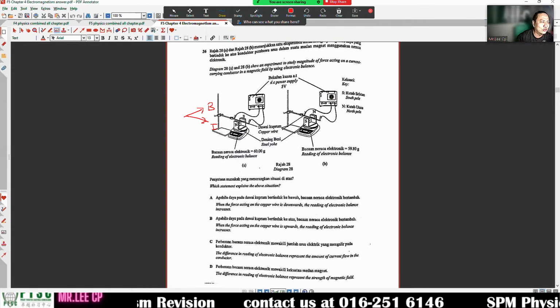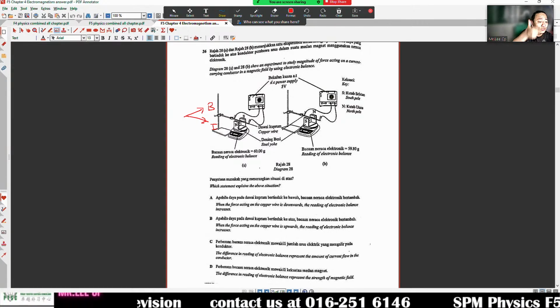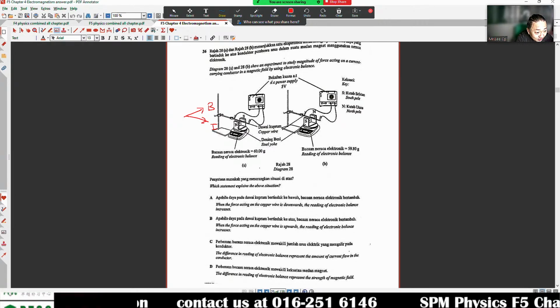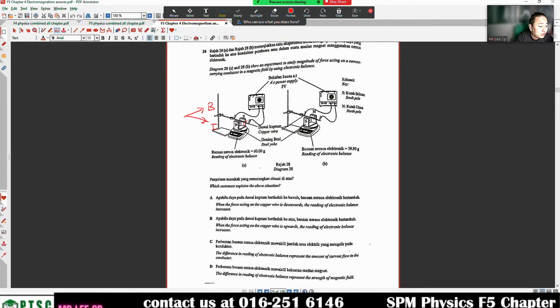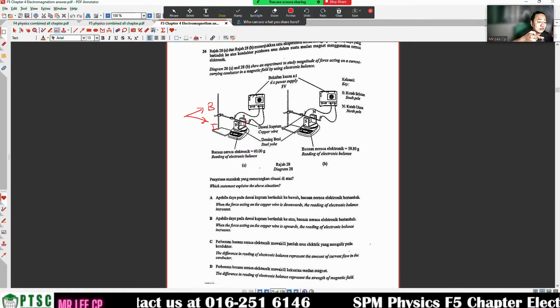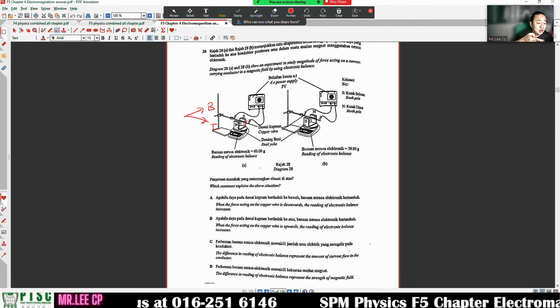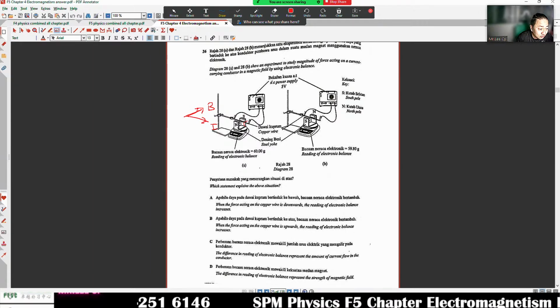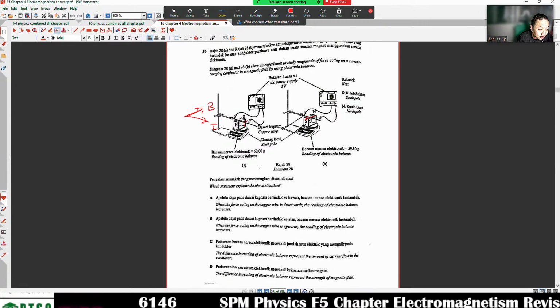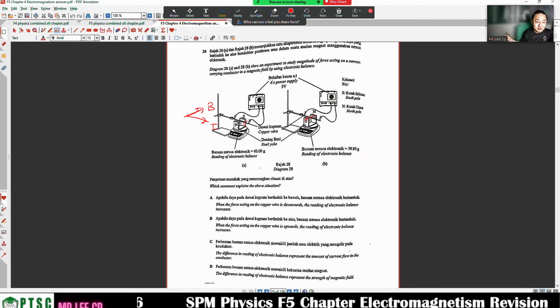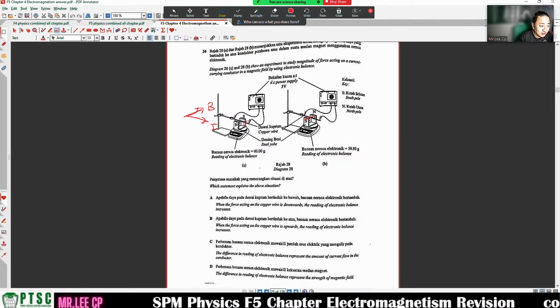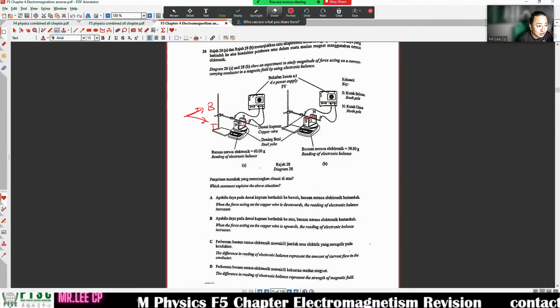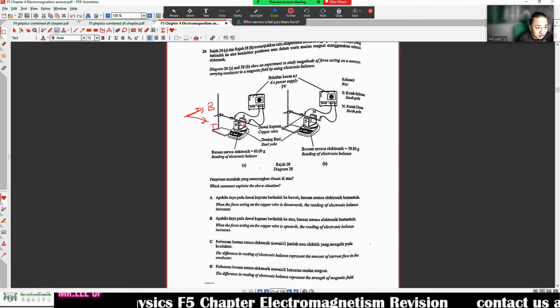But from Form 5 don't have, right? And then you got the force going up, right? If the current goes in, north to south, right? The B is still going north to south, right? Let's say I take this one first, right?